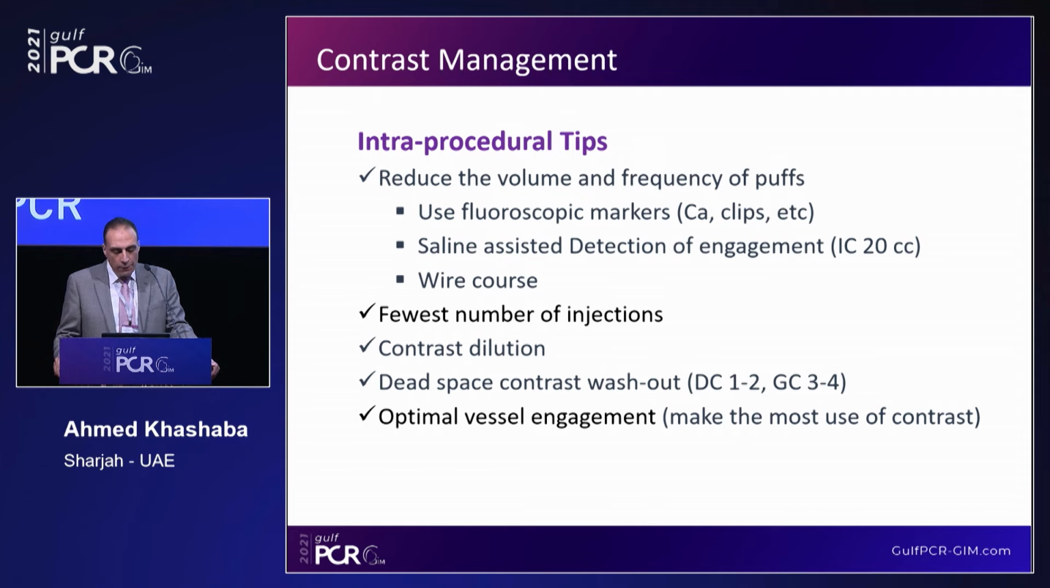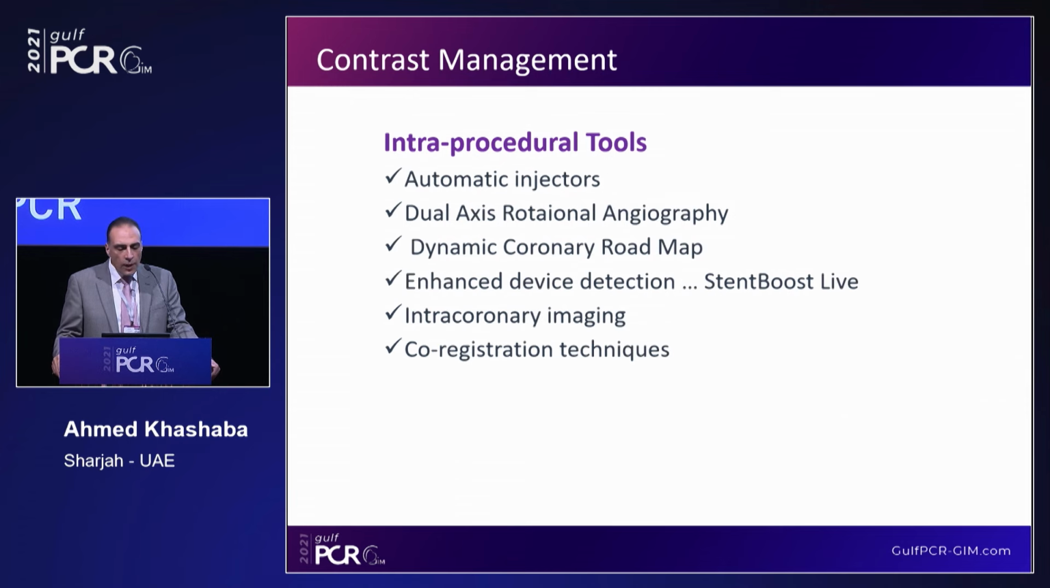Also, optimum vessel engagement. Make sure that you make best use of the contrast that you already deliver. No point in putting the catheter away from the ostium and making the contrast flow in the aorta without benefit. Also, there are now concurrent tools that enable you to do the procedure with the minimum amount of contrast. Namely, the automatic injectors have been proven in many studies to minimize the amount of contrast delivered. And let me detail some of the tools that we use nowadays in the cath lab to achieve that target.